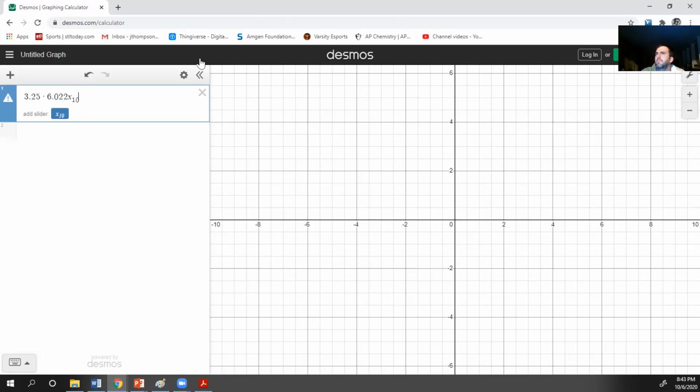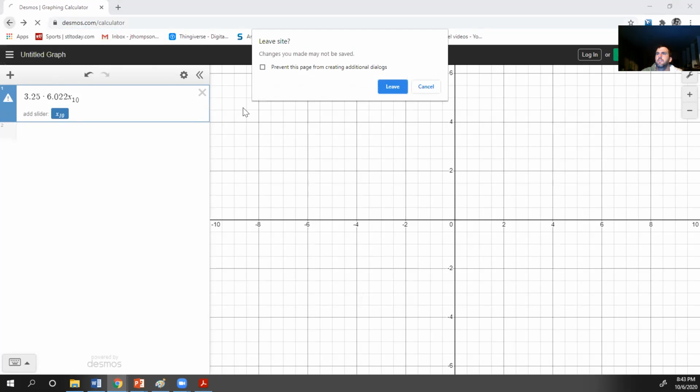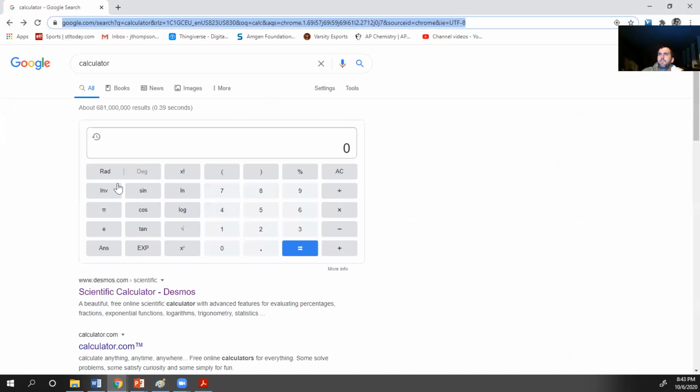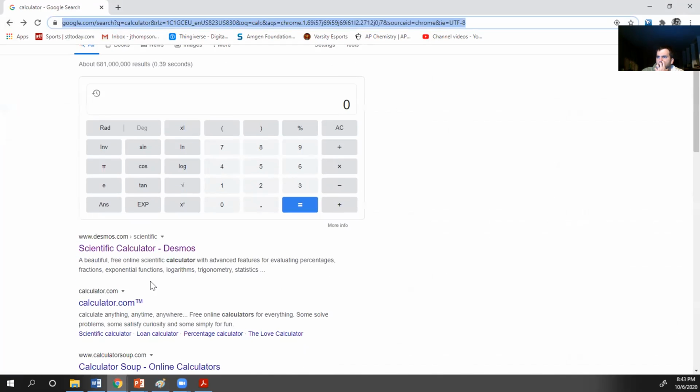Gosh, let's not use this decimals. Let's just go back over to the calculator. I apologize for this little inconvenience here. I keep hitting the wrong button.